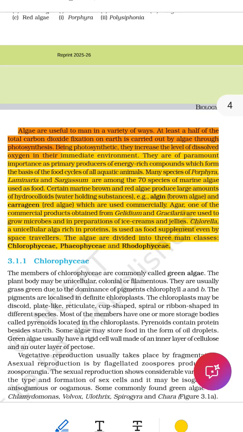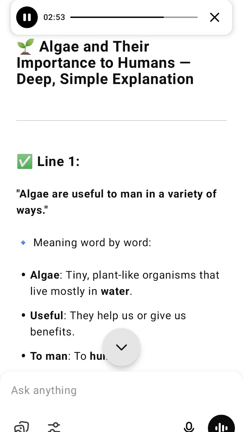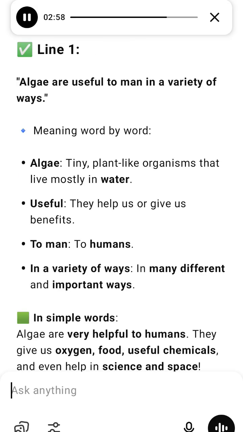1. Algae help the earth by removing carbon dioxide. Algae are tiny plant-like organisms that live mostly in water, both freshwater and seawater. Through photosynthesis, using sunlight to make food, they take in carbon dioxide, CO2, and release oxygen. Amazingly, at least 50% of the Earth's total CO2 removal is done by algae alone, not just trees. This makes them very important for controlling global warming.